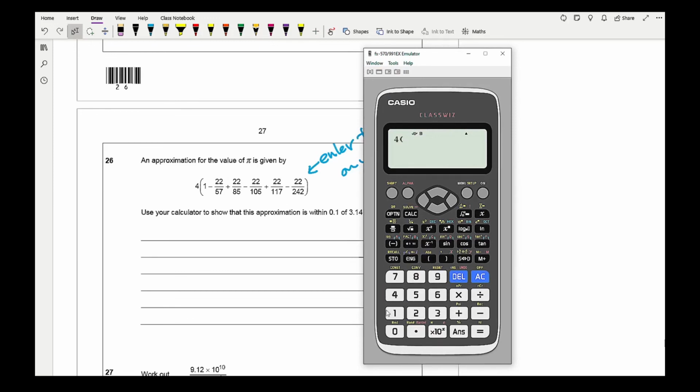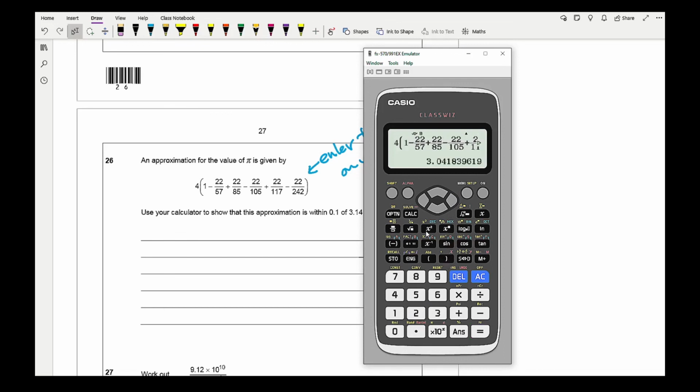So I've got 4 brackets, and I've got 1 minus, select the fraction button, I've got 22 over 57, and then I've got plus 22 over 85, scroll across, minus another fraction, I've got 22 over 105, and then I've got plus another fraction of 22 over 117, and then the last fraction, which is 22 over 242, and then I just need to close the bracket.